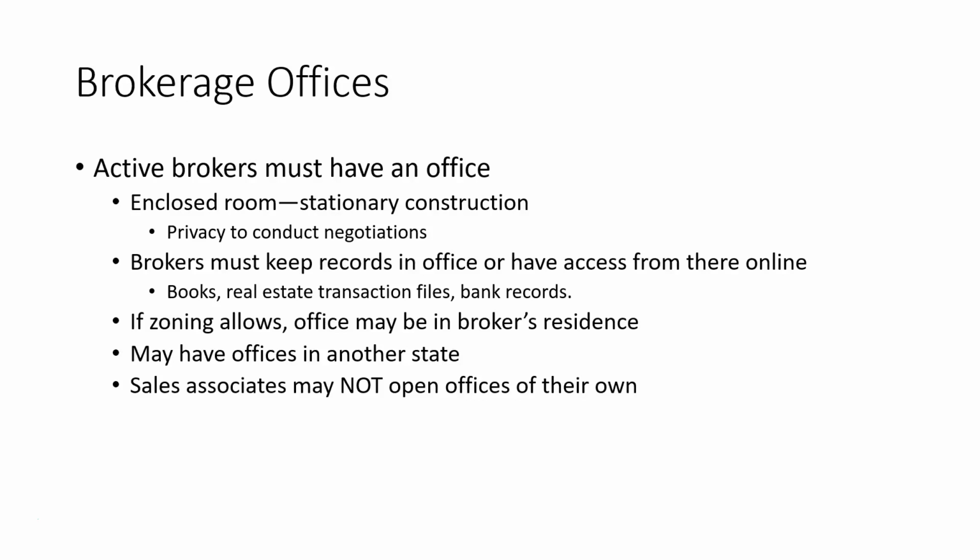We talk first about brokerage offices. If you are an active broker of record and you have or manage a company, then you must have an office. The office minimum standards are an enclosed room, stationary construction, and privacy to conduct negotiations. Brokers must keep records in the office or have access from that office to online records, including books and real estate transaction files, bank records.